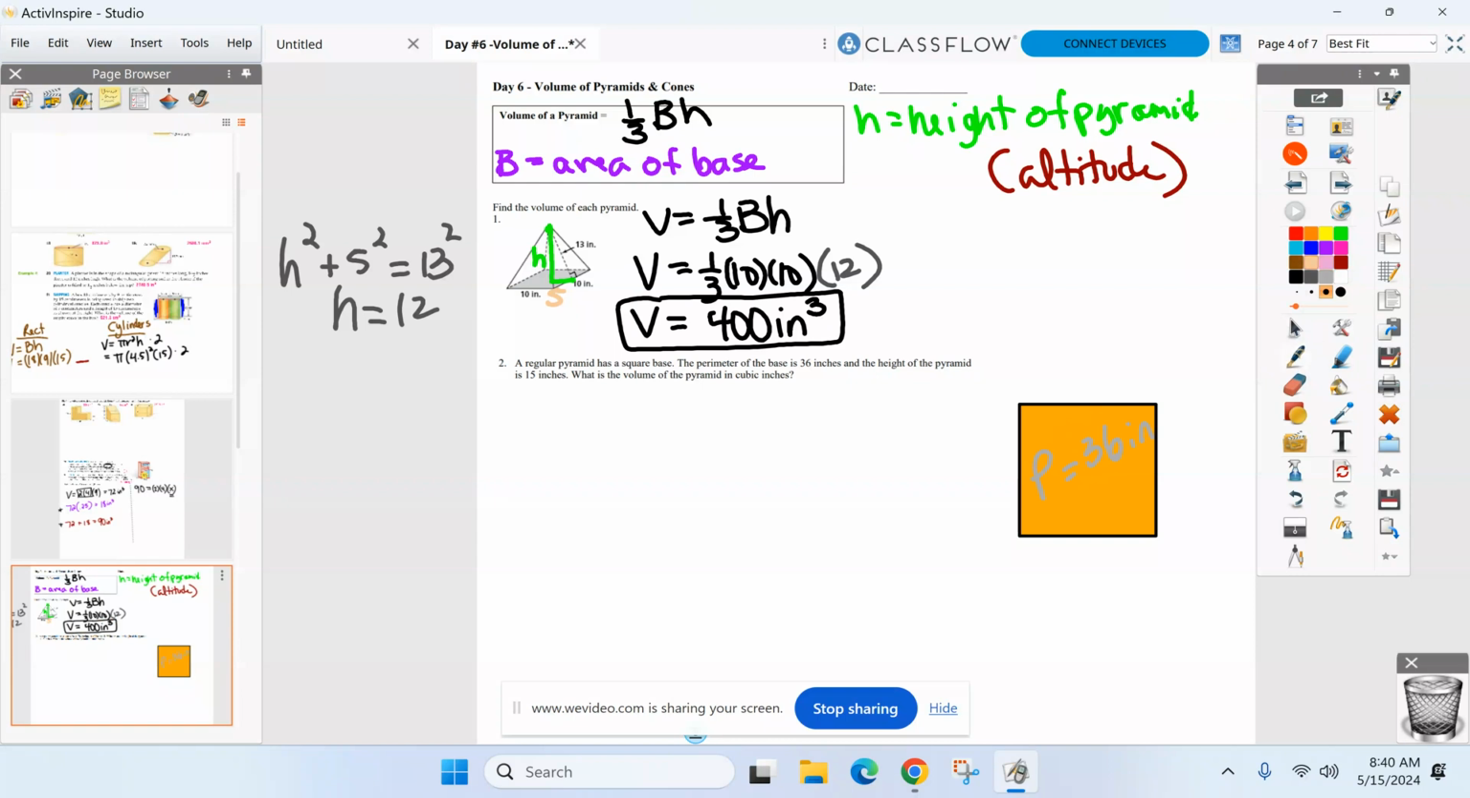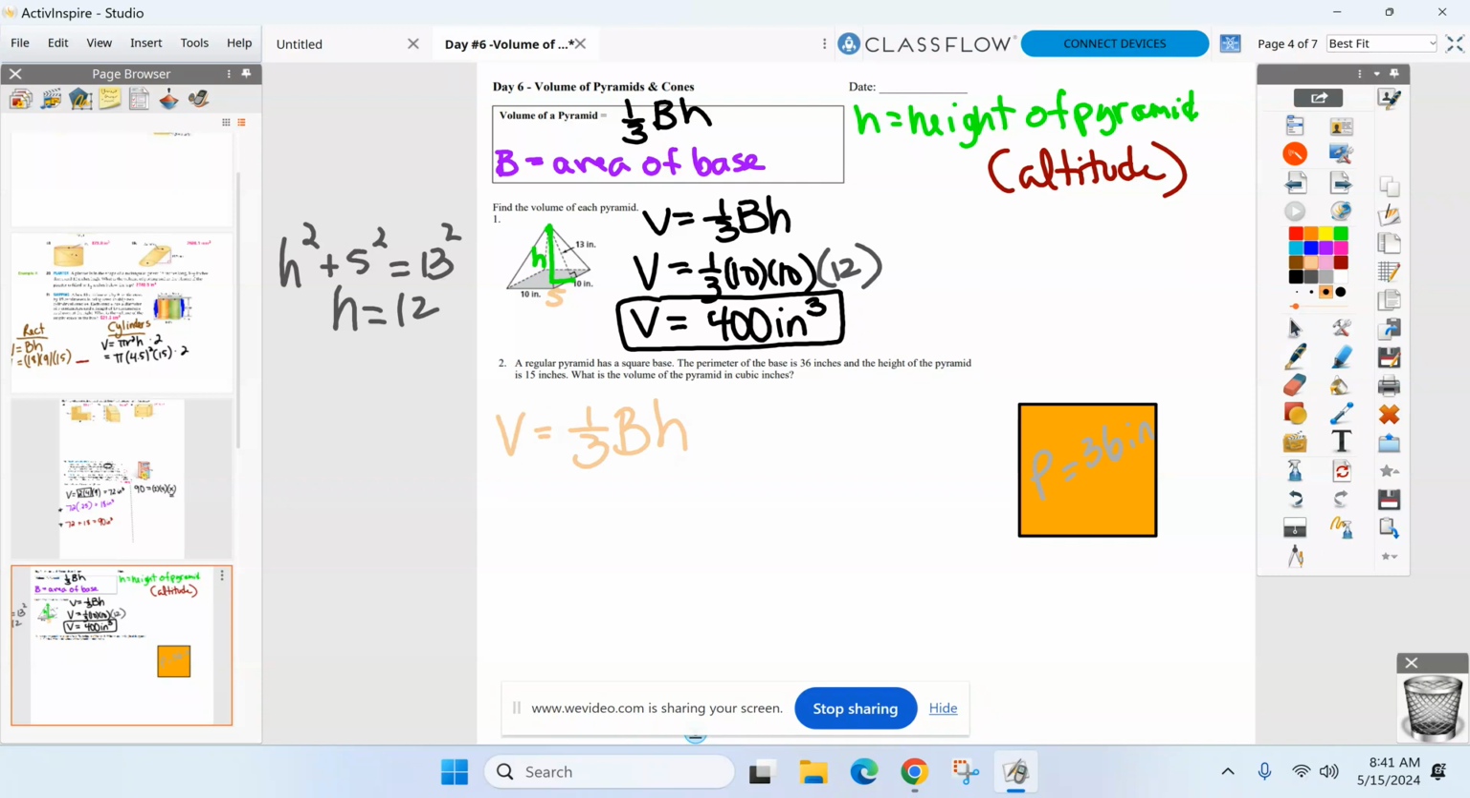Now, I understand some of you might ask, well, what height are you talking about? Hey, did I put the word slant in there at all? No. So that's the height. If I want slant height, darn it, I'll write the word slant with it. This is just the height of the pyramid is 15. What's the volume? All right, so let's go. Volume, 1/3, base times height.